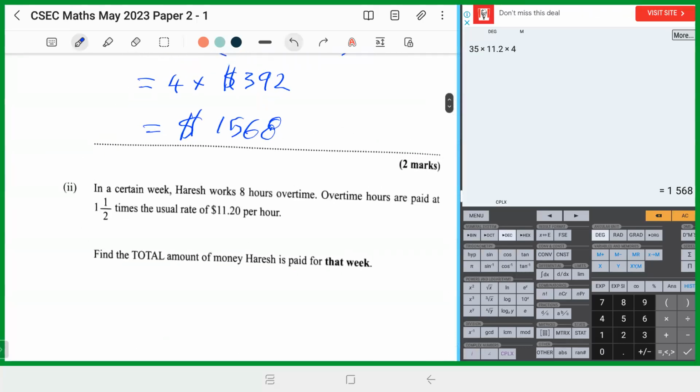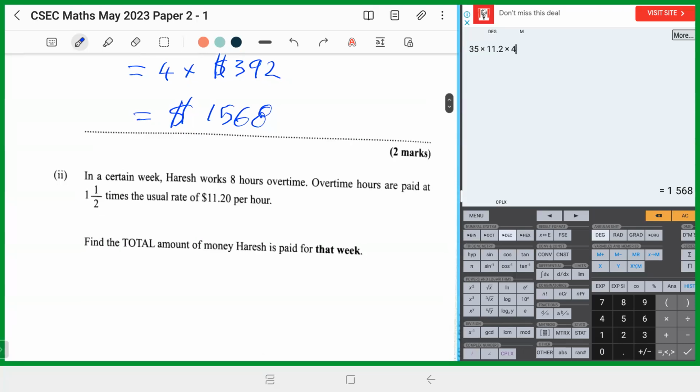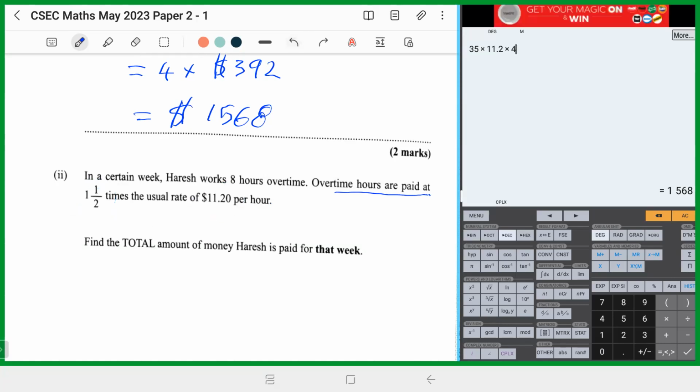In a certain week, Harish worked 8 hours overtime. Overtime hours is paid at time and a half of the usual rate of this. So basically, to get overtime, we have to multiply 1.5 times this. Right? They want us to calculate the total amount Harish earned that week. So the total amount that week would be the basic pay, which is the $392, plus the overtime pay. And remember, it's 8 hours overtime. So let's work it out in one step.